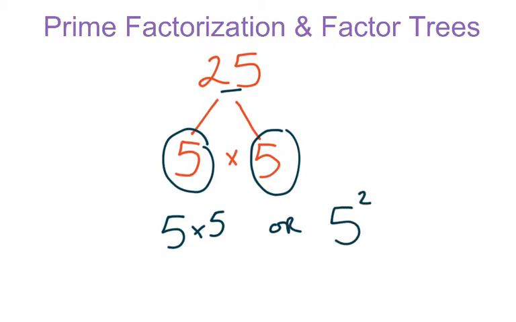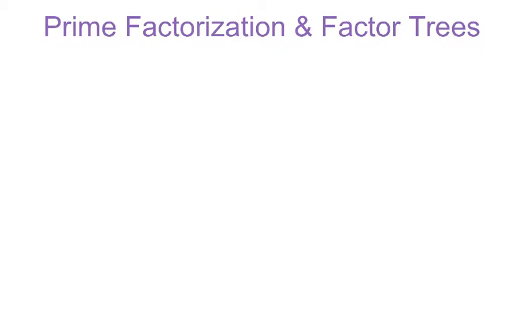Let's try another one. Let's go with a bigger number. How about 140? Now, the nice thing about factor trees is there are lots of different ways you could do them. You could start out with a couple different breakdowns of 140 and you'll still end with the same answers. So I'll model 2 different ways. Gotta give myself a little more space there.